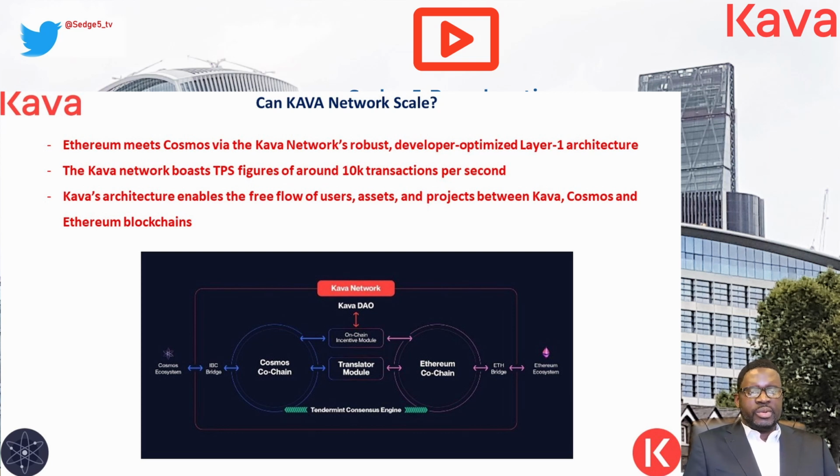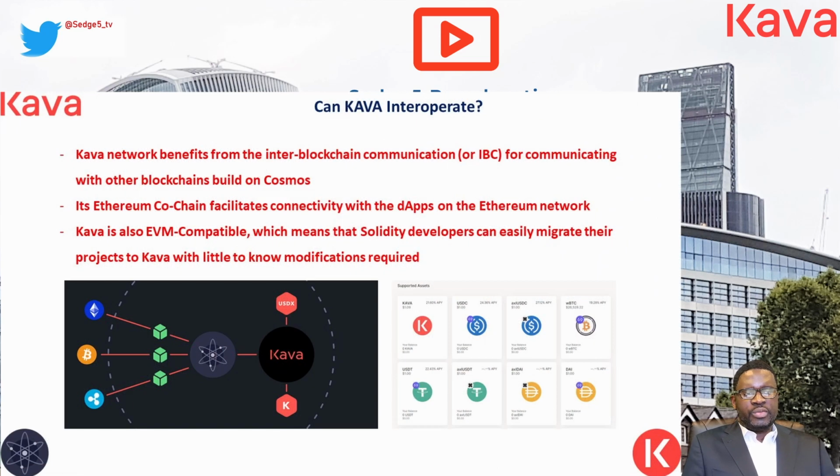As far as interoperability is concerned, Kava network benefits from inter-blockchain communication or IBC for communicating with other blockchains built on Cosmos. Its Ethereum core chain facilitates connectivity with the decentralized apps or dApps on the Ethereum network. Let's also not forget that Kava is EVM compatible, which means that Solidity developers can easily migrate their projects to Kava with little to no modifications required.